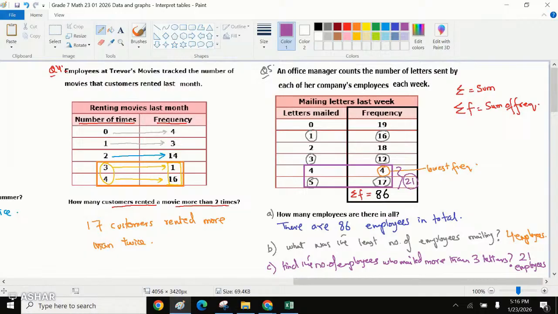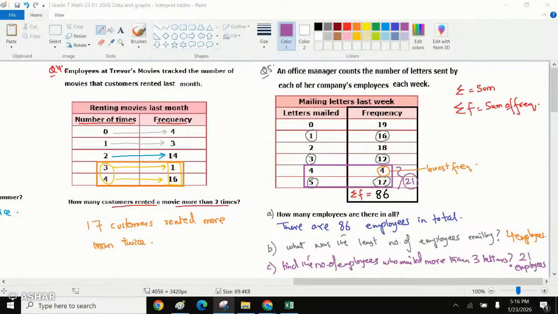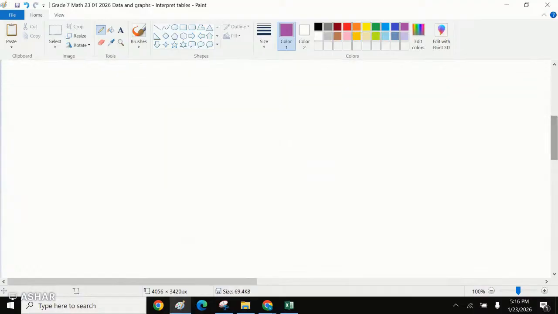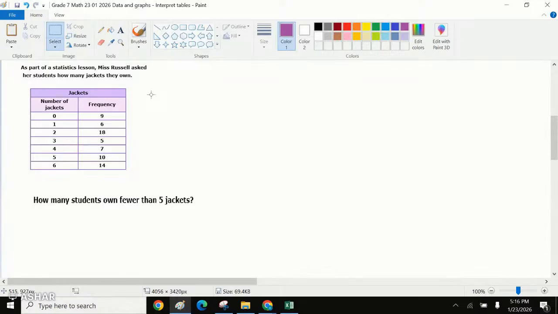Okay. If we have a look at another question that says, as part of a statistics lesson, Miss Russell asked her students how many jackets they own. Okay, so a survey is being done about students owning jackets. So once we have a look at this, we can say it was about jackets. This is our question number 6.